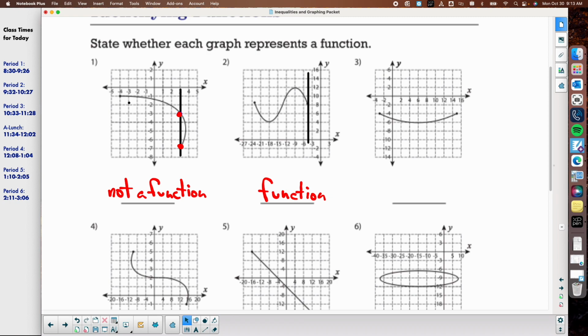I'm confused in this one because I'm pretty sure it is a function. Oh yeah, you're right. It's very close. It actually is not going to be, by barely.